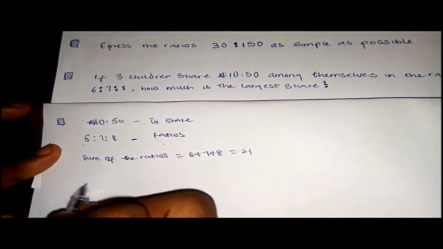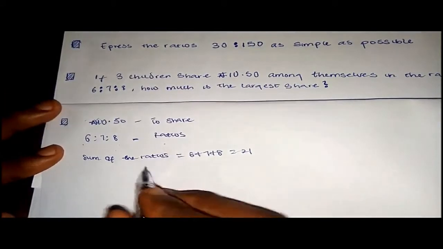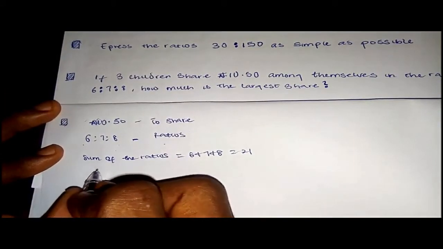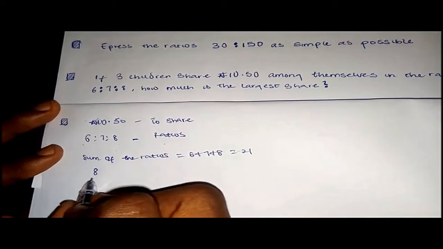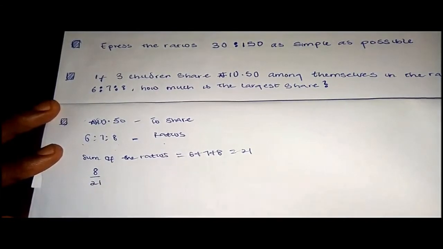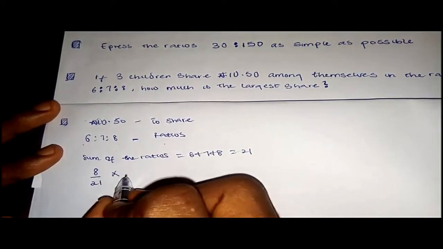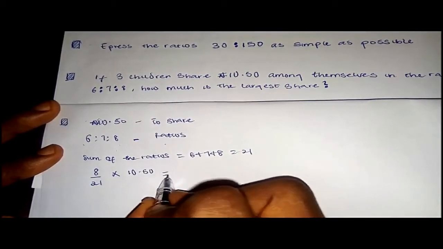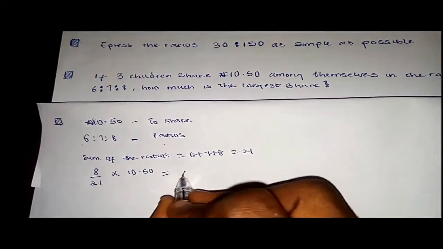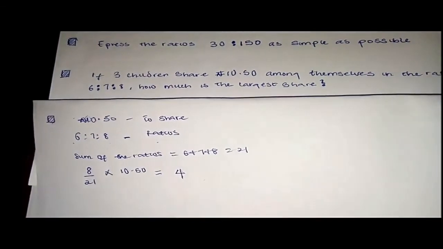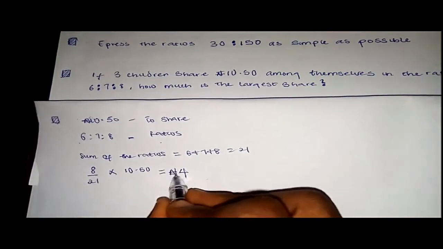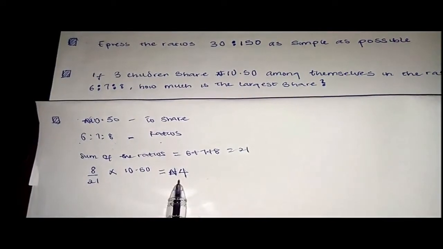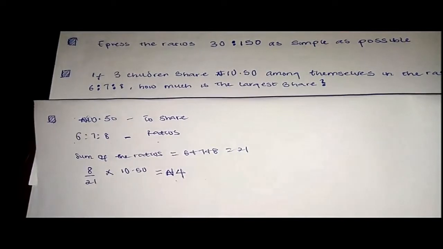Okay, so now that means to get the largest share, we're going to divide the largest ratio by the whole and multiply it by the amount. This will give us the largest share. They're sharing the money, so this is the largest share for the child with the ratio 8.